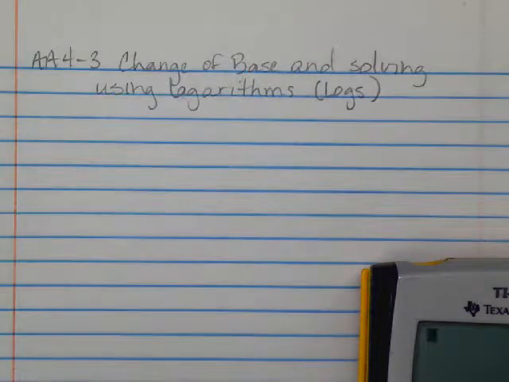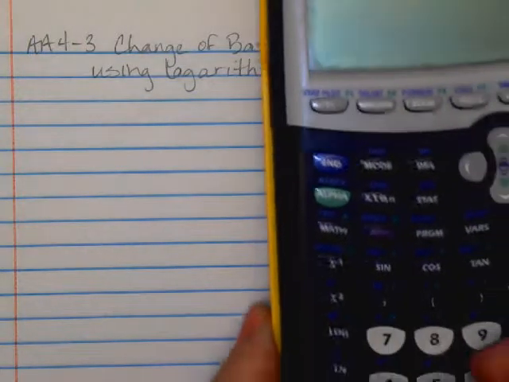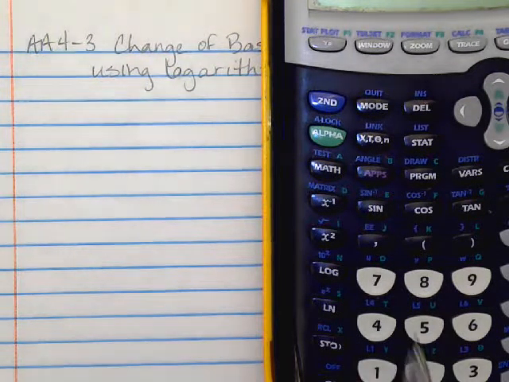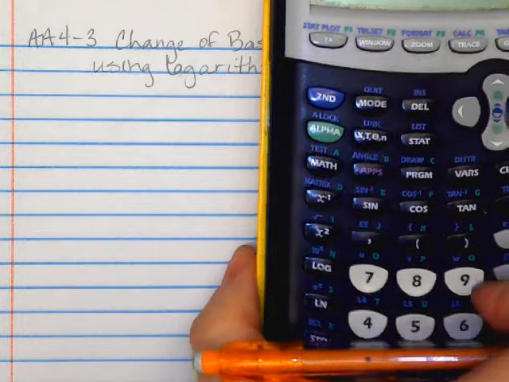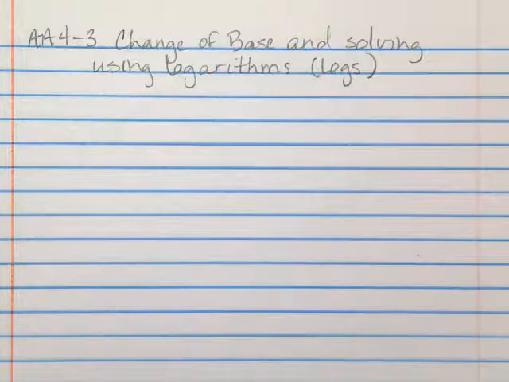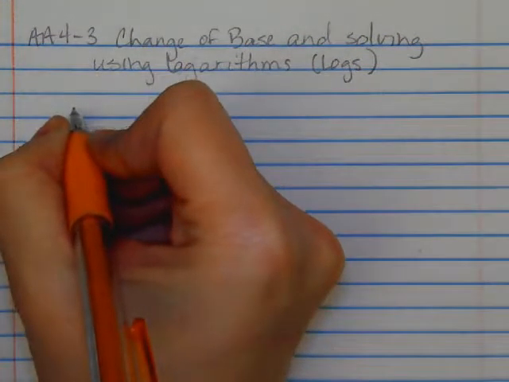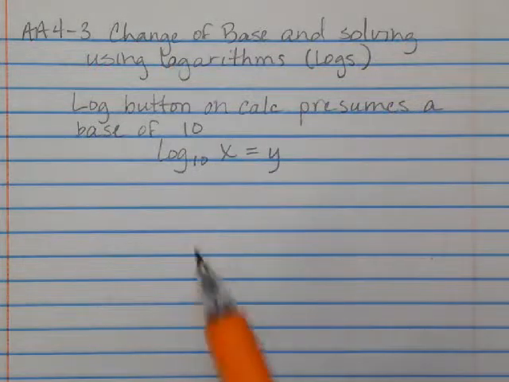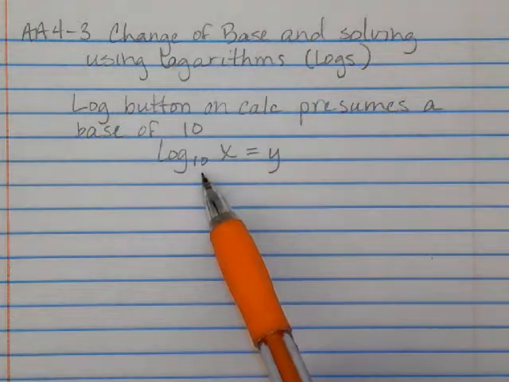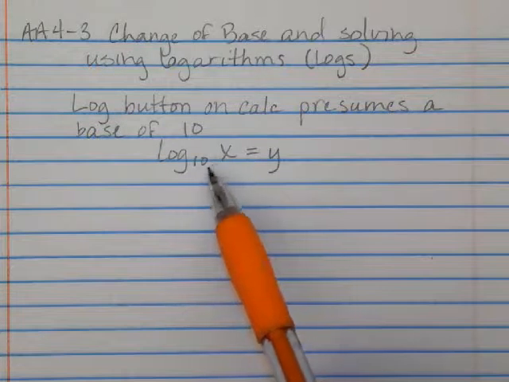So the first thing you need to know when you're working with logs and trying to use them on the calculator: this button, down by the 7, right next to the 7, is the log button. The log button on your calculator presumes that you have a base of 10. Normally we have a different number there, but the calculator needs it to have a base of 10.